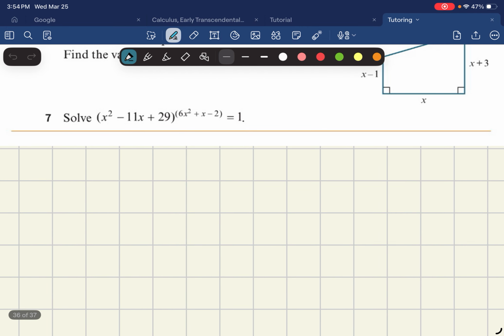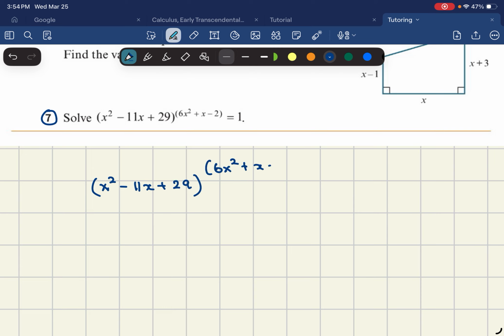So I want to start with the last question because I think it's the most interesting one. It says solve this equation. So we have x squared minus 11x plus 29 to the power 6x squared plus x minus 2 is equal to 1. Now you might be thinking, what if I take the logarithm? And that is a valid way to approach this question. But if you take the logarithm, there is a special case you need to consider. So it's very easy to miss that case.